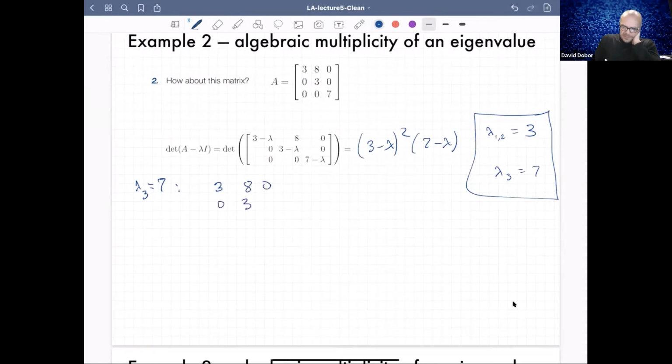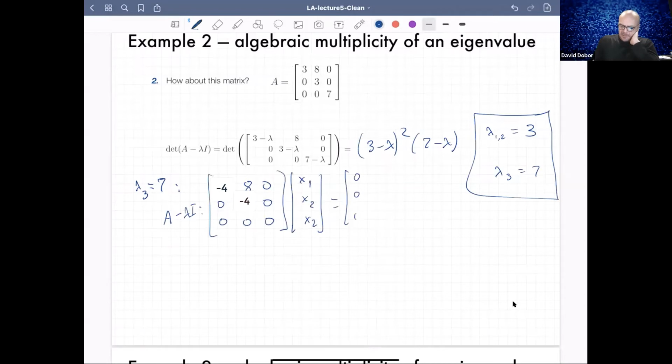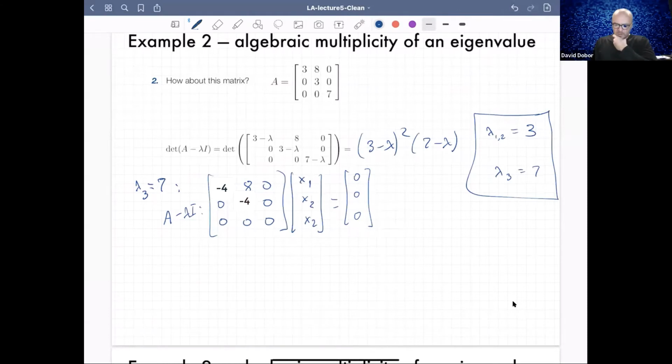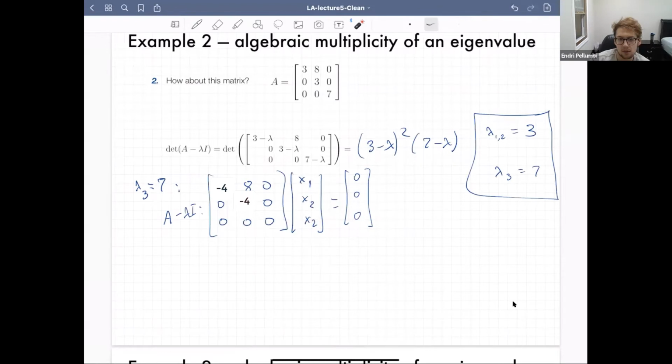So what do I have here? 3, 8, 0, 0, 3, 0, 0, 0, 0. That's my matrix. This is my A minus lambda I. And what am I looking for? I'm looking for a vector x1, x2, x3 that will be taken to a zero vector under the influence of this singular matrix. Which non-zero vector is being squashed into a zero vector? That's how I look for an eigenvector every time.